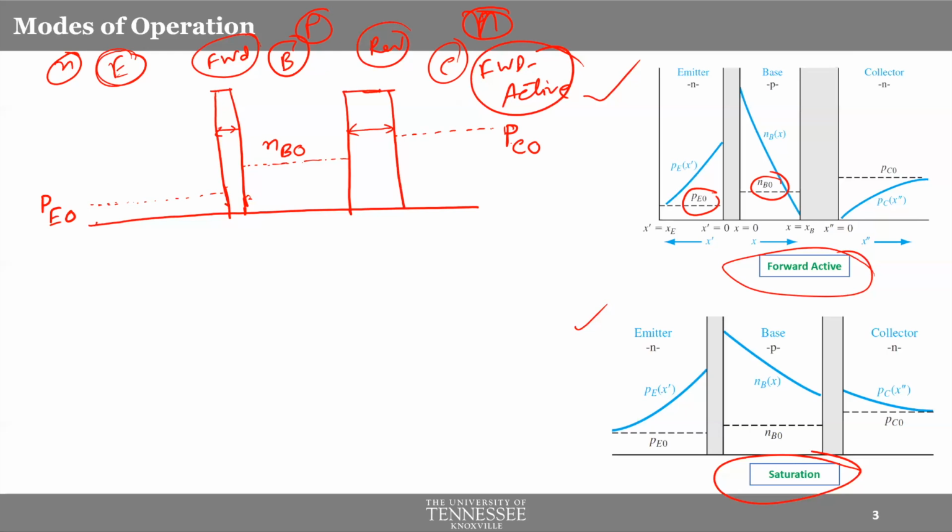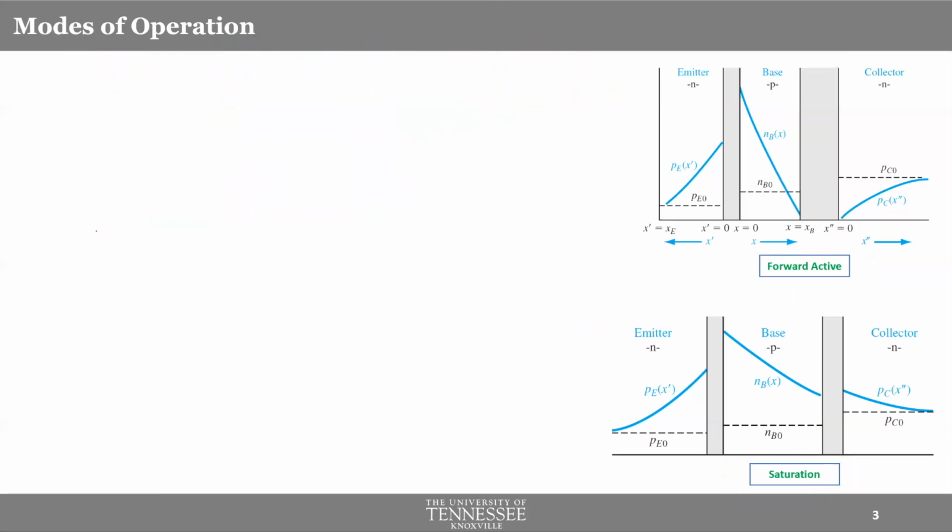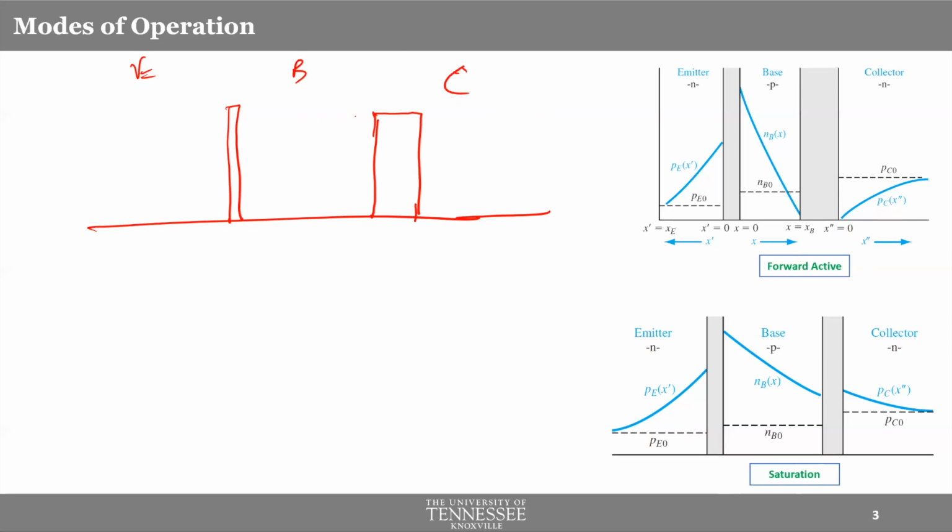Okay, let me clear it off a little bit. Let's start fresh again. So, emitter base junction, base collector junction. Emitter, base, collector, different levels of minority carrier concentration. Now, let me change the pen color to make it easier to follow. See, now this is forward biased.